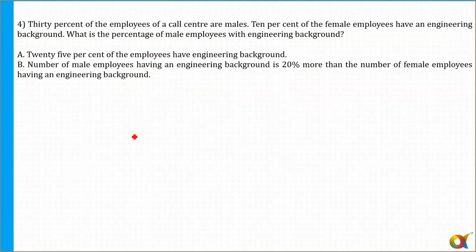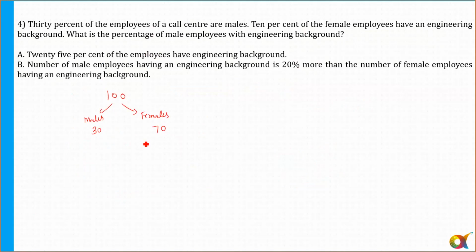Now, the fourth says 30% of the employees of a call center are males. Okay, so we do not know the total, so if I assume the total number of employees is 100, I'm just assuming one number, 100. So 30% were males, so the number of males is 30, and the number of females is equal to 70.